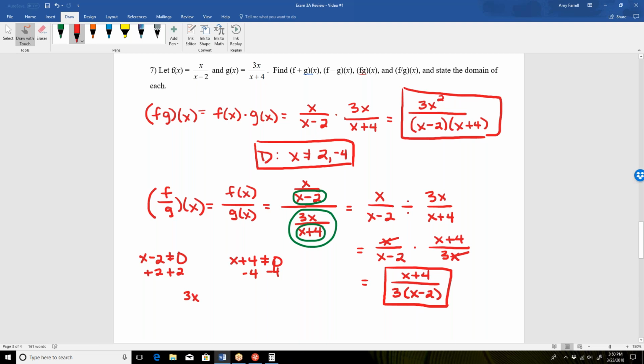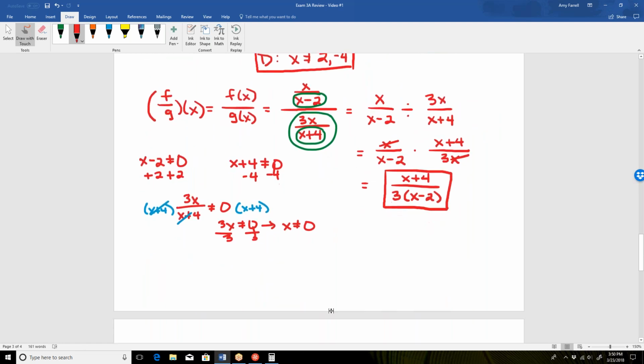So I don't want 3x over x plus 4 to be 0. Now you may just recognize that this fraction will be 0 when the numerator is 0, but if it's not obvious, you could multiply both sides of the equation by x plus 4. And you can cross cancel here. So 0 times anything is still just 0. So we don't want 3x to be 0, which means that we don't want x to be 0, because I could divide both sides by 3. All right, so our domain will be all real numbers except for 2, -4, and 0.